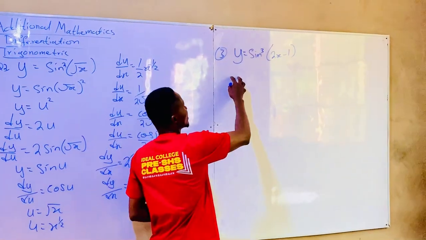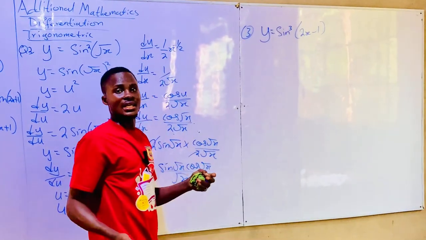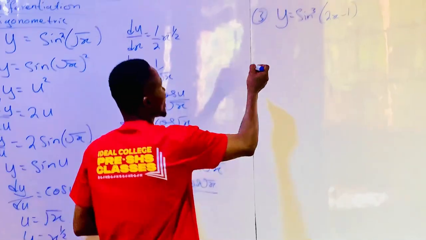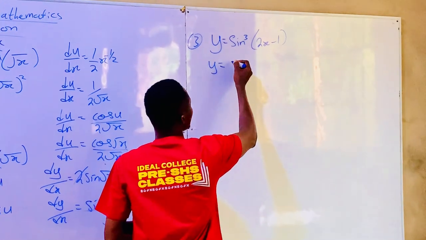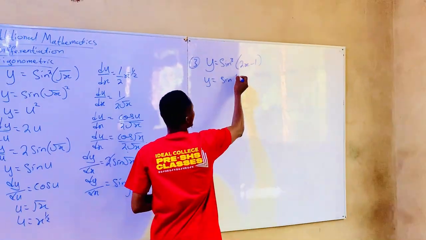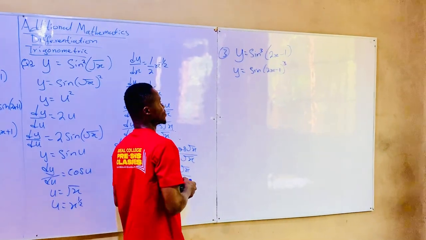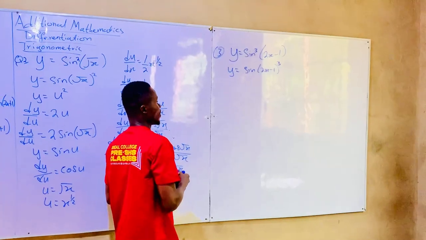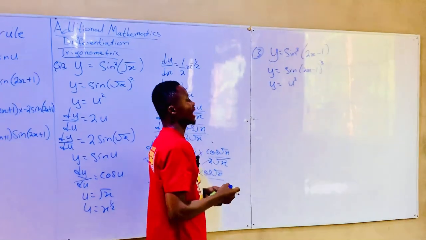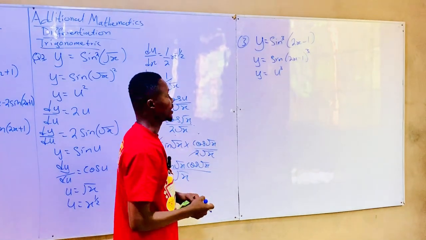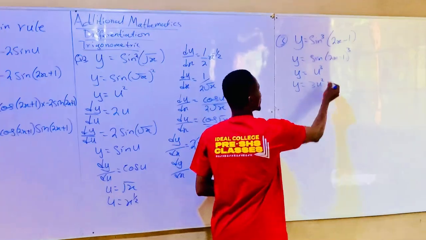So over here, as we already did from the previous example 1 and example 2, we'll pick our y. We'll rewrite this to be y equal to sine into bracket 2x minus 1 all cube. So we have to pick the y equal to u exponent 3. Now we have to differentiate what we have over there. So dy over du equal to 3u squared.